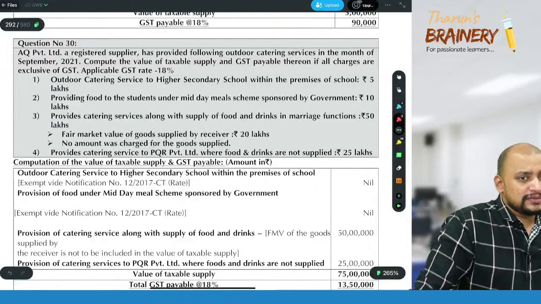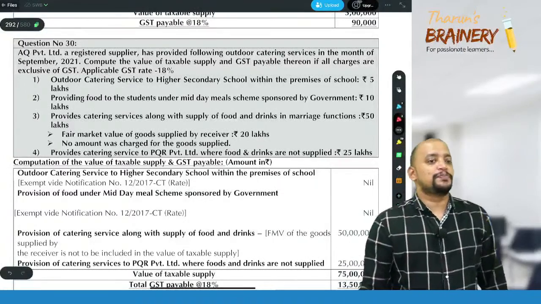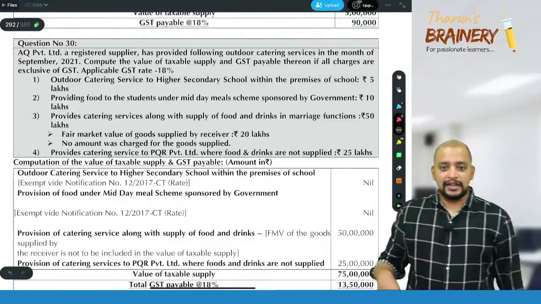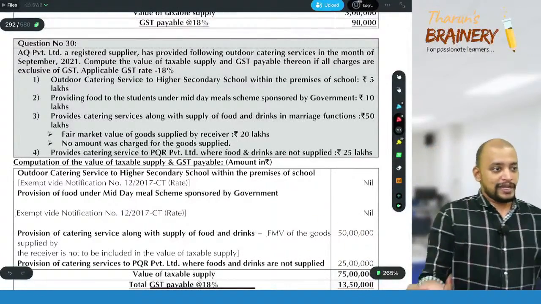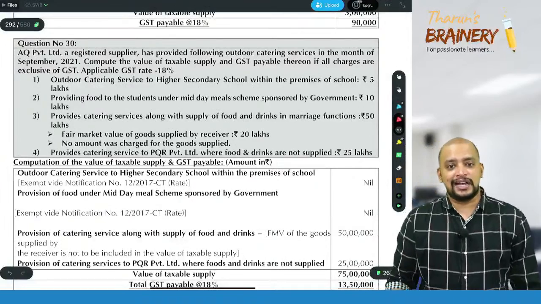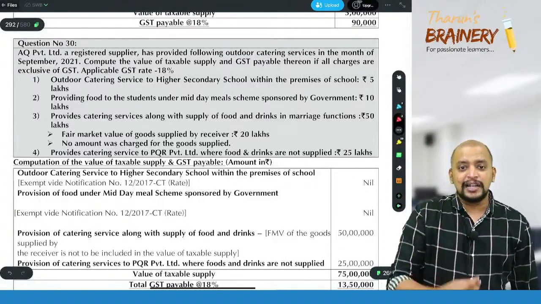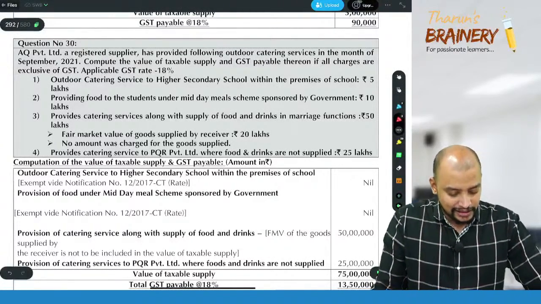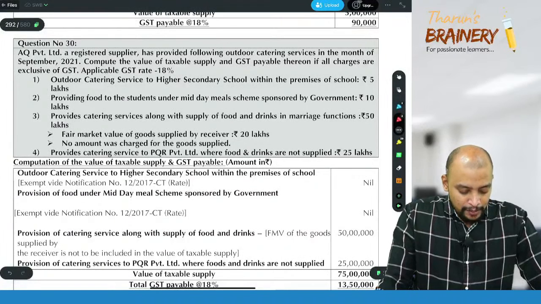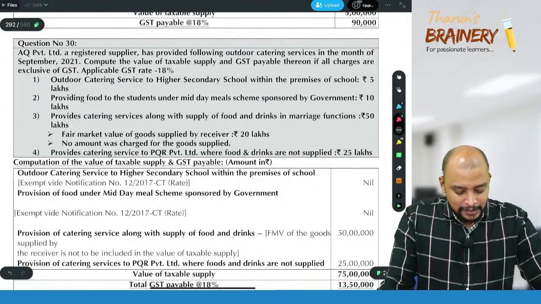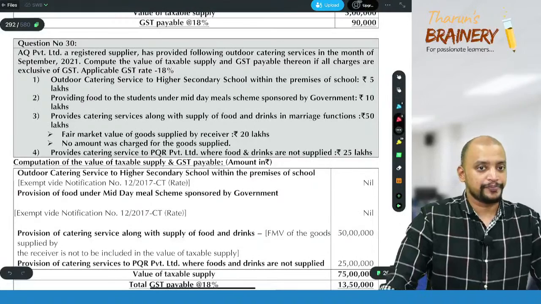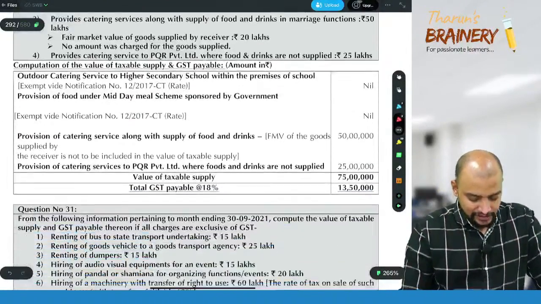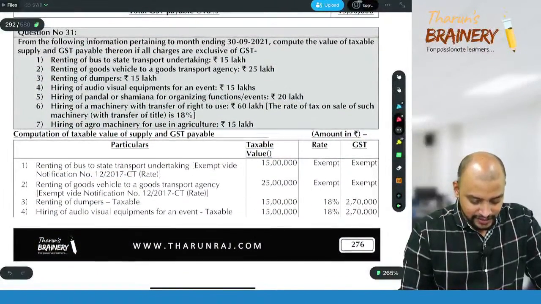Don't need to include. Why? Because first of all, as per the contract, nowhere it is given that the supplier has to buy that material which is given by the recipient. So the contract itself could be such that the recipient only should give the material and the supplier should cook the food based on that. If that be the case, only 50 lakhs will be taken. Okay. Provides catering service to PQR Private Limited where food and drinks are not supplied, taxable. We don't have any exemption, whether food and drinks are supplied or not supplied.